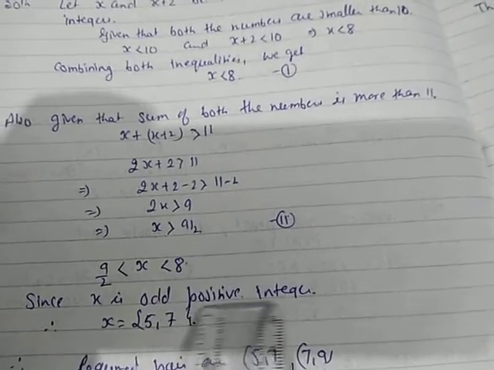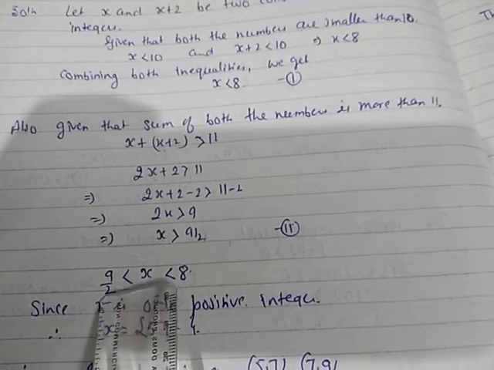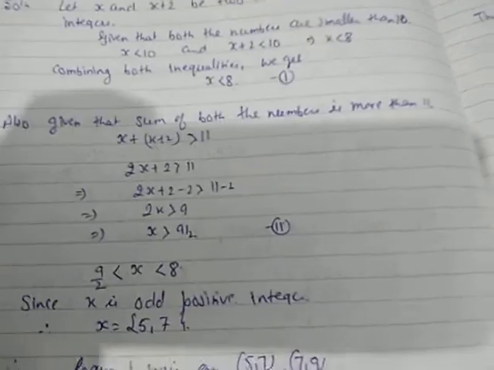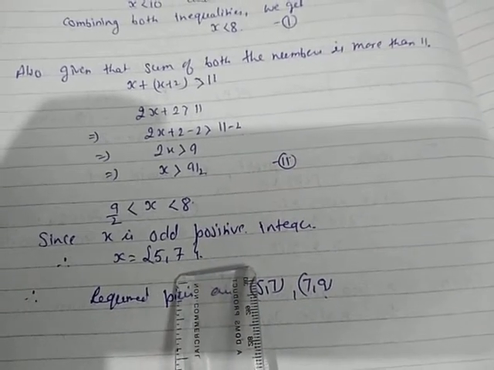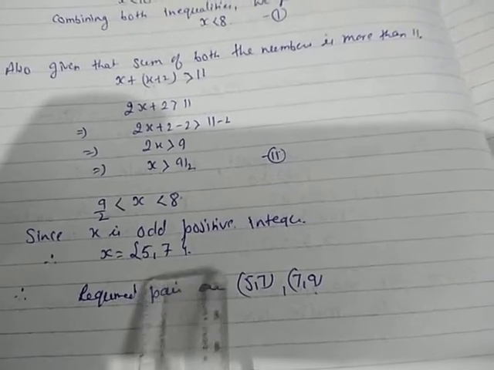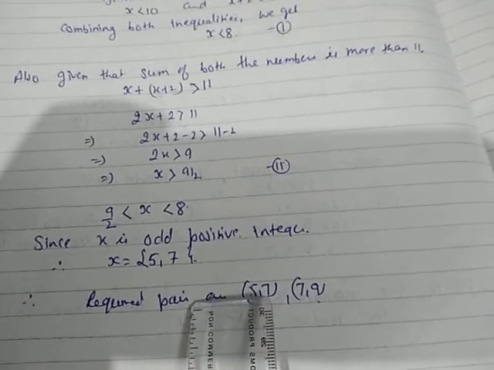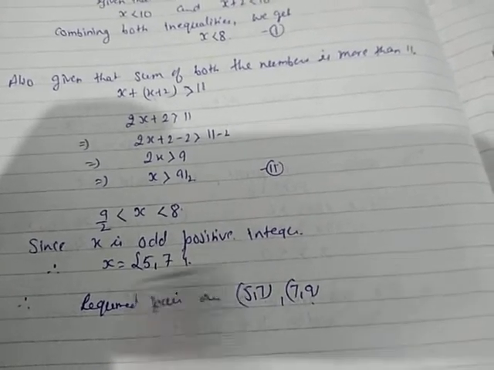Since x is an odd positive integer, greater than 9 by 2, that means greater than 4.5, the first number will be 5 and the second will be 7. Therefore the required pairs are, if the first one is 5, then the second one is 7. The first answer is 5, 7 and the second pair is 7, 9. This is your answer.